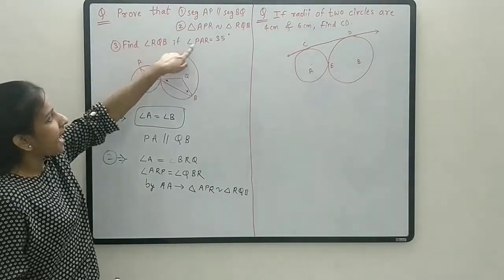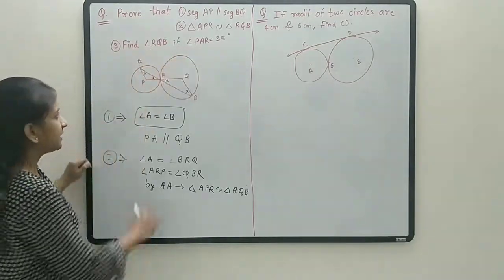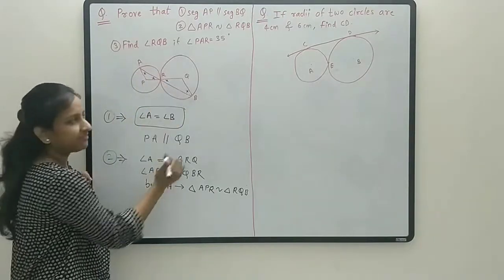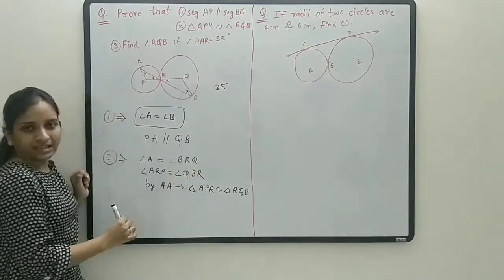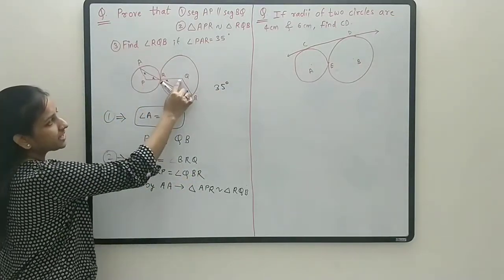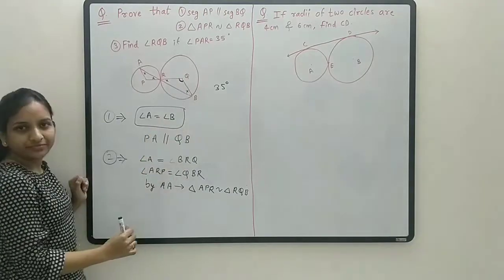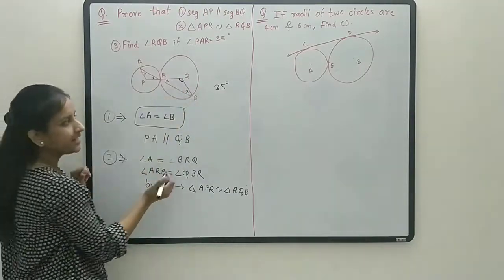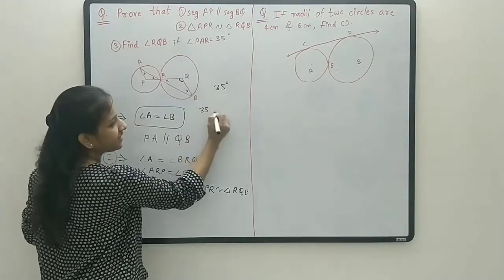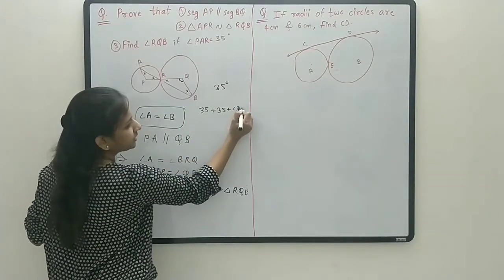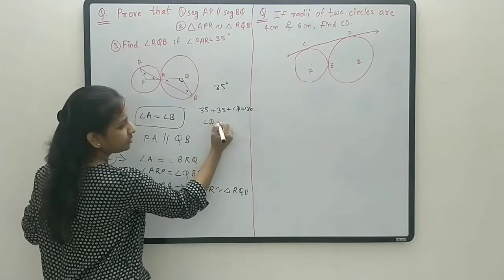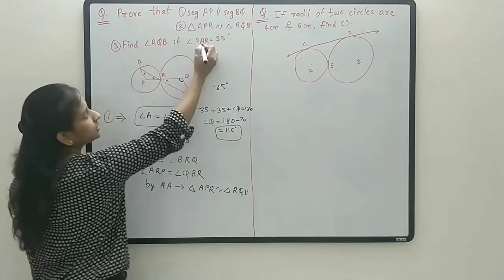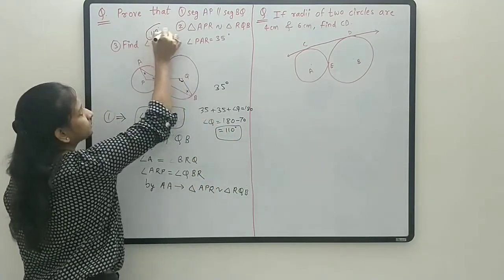See what is given, angle PAR is 35 degrees. This angle is 35. See, whatever I mark X, that angle is 35 degrees. Then we have to find RQB. RQB means this. See in this triangle two angles are 35, 35. We can find the third angle, right? So sum of the three angles, 35 plus 35 plus angle Q is equal to 180. So angle Q is 180 minus 70. So it is 110 degrees, right? So this angle is 110 degrees.